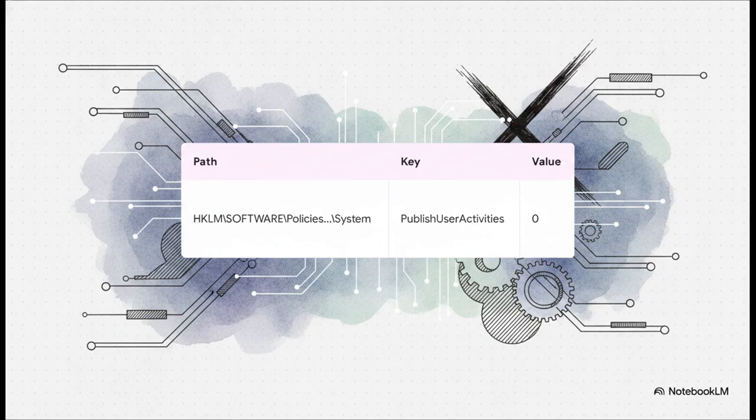Now, for the power users out there, simply toggling settings in the UI sometimes just isn't enough, especially since system updates can silently revert them. So here is the definitive policy-level registry fix to kill the activity publishing pipeline entirely. You're going to want to navigate to HKLM\Software\Policies\Microsoft\Windows\System. From there, find or create the PublishUserActivities key and set its value to 0. This is exactly how you enforce a hard stop to the tracking at the system policy level.